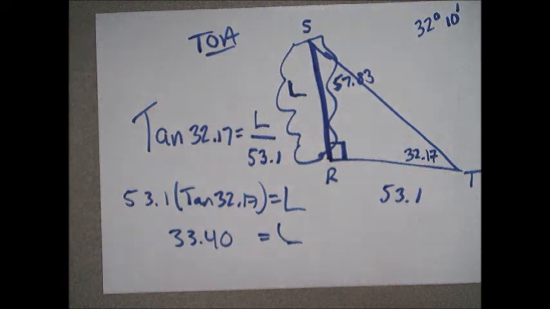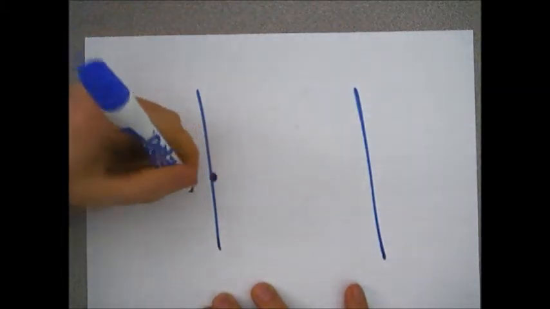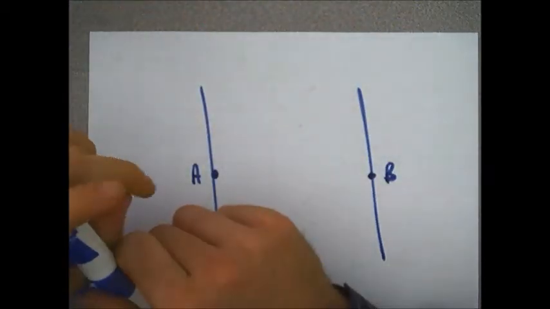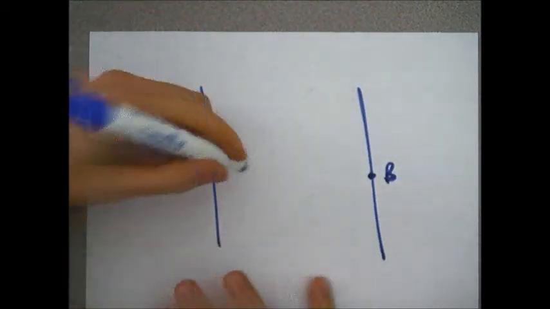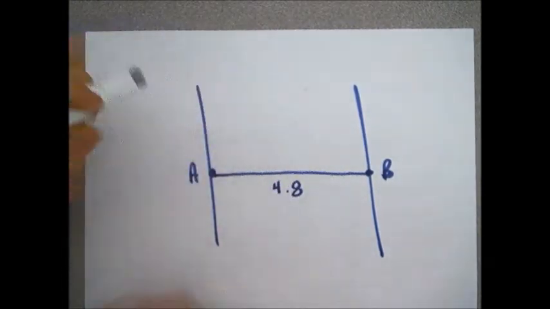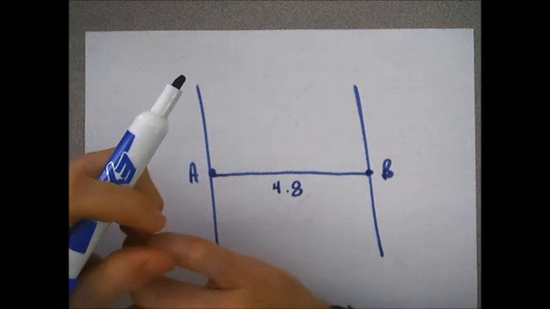Okay, this is number 21, the bearing problem. So what's our first sentence say here? It says, radar stations A and B run in east-west lines. Let's draw two lines that are east and west and mark A and B. And how far apart does it say they are? 4.8. Okay. And what's the next thing?